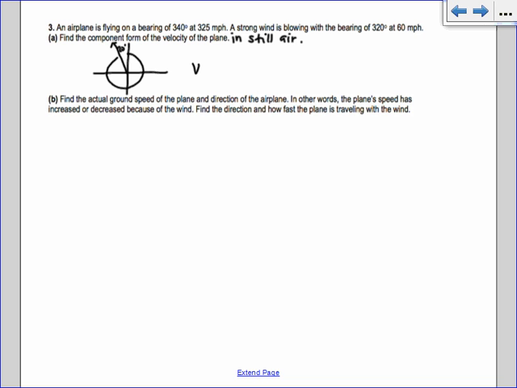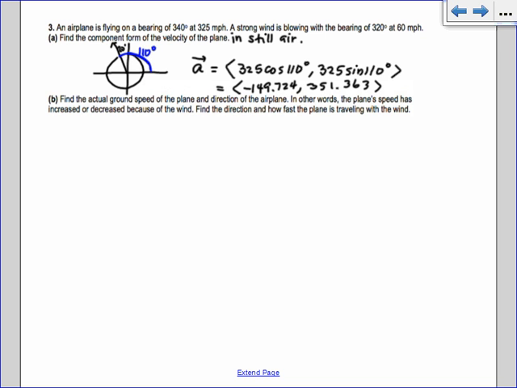Okay, so the airplane, I'll call it A, like I did before, ends up being not 340 that we're going to use. We need to use this angle going right here, which ends up being 110 degrees. So I'm going to have 325 cosine of 110, 325 sine of 110. Okay, and you can find those numbers, 325 cosine of 110, 325 sine of 110, and you get negative 149.724 and 351.363.